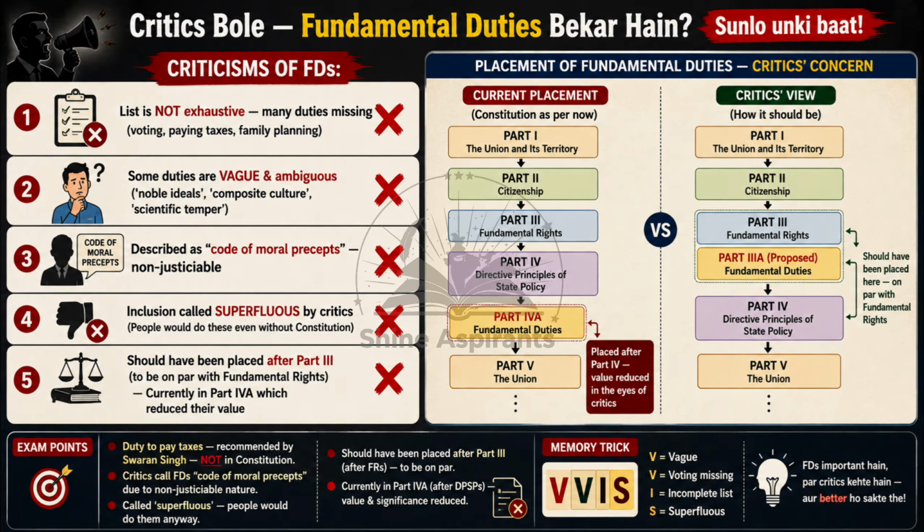Criticism 5. Wrong placement in the Constitution. This is perhaps the most valid criticism. Critics argued that fundamental duties should have been placed after Part 3, that is, alongside fundamental rights, to give them equal standing and importance. Instead, they were placed in Part IVA, after even the DPSPs, which significantly reduced their perceived value and significance. Their appendage-like placement has weakened their constitutional weight.